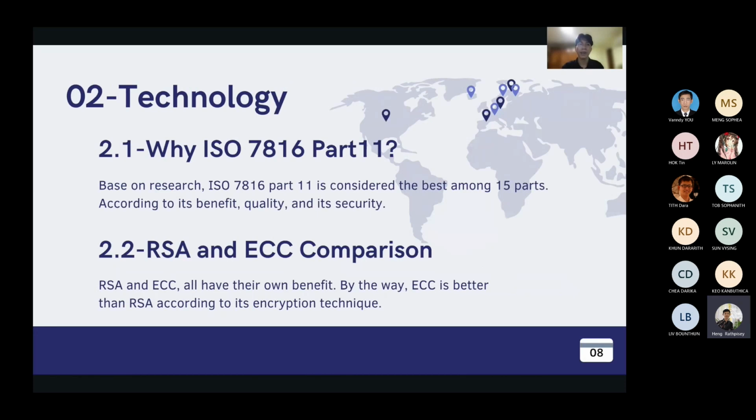For the technology and why we use ISO 7816 part 11: based on the research, ISO 7816 part 11 is considered the best among the 15 parts, according to its benefits, quality, and its security. And the comparison of RSA and ECC. So RSA and ECC, we know that they have their own benefits. By the way, ECC is better than RSA according to its key encryption techniques.